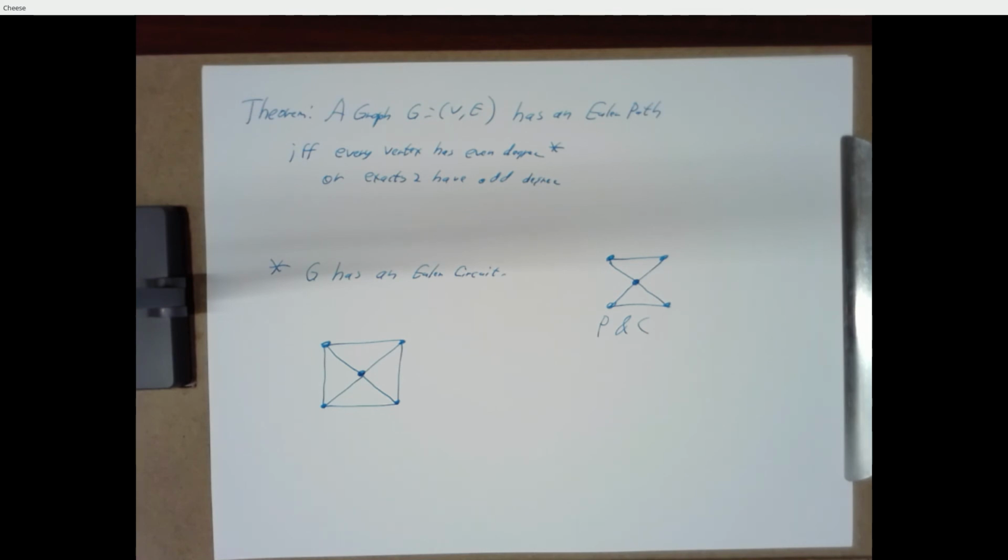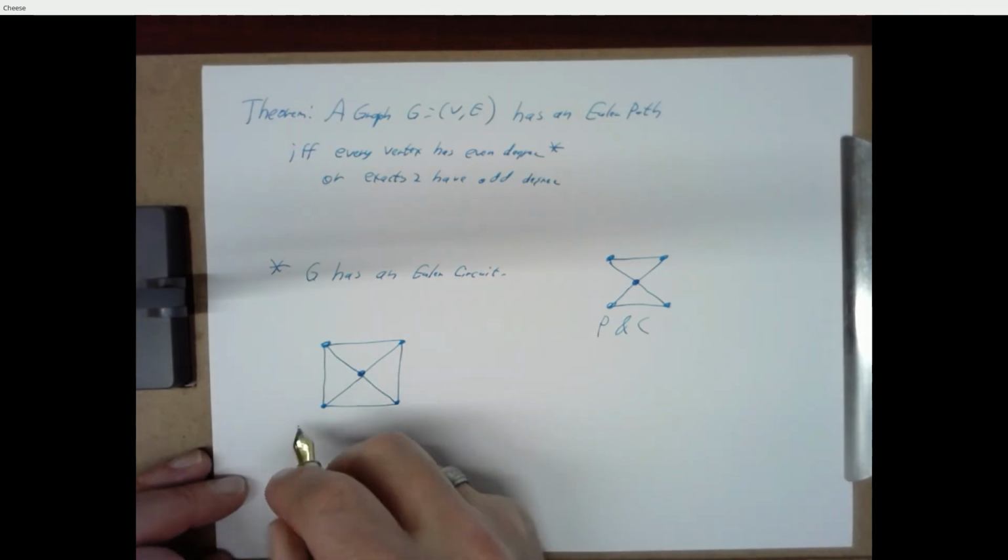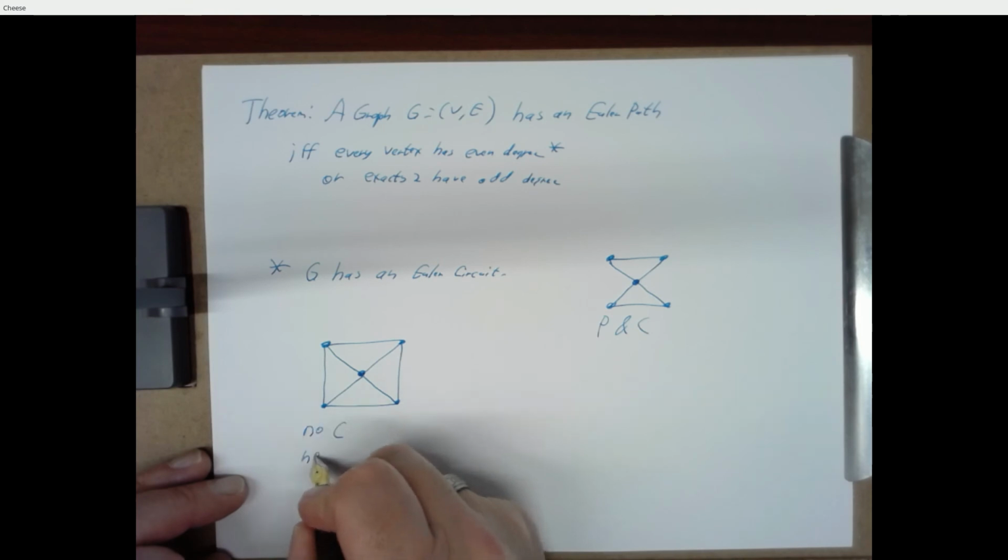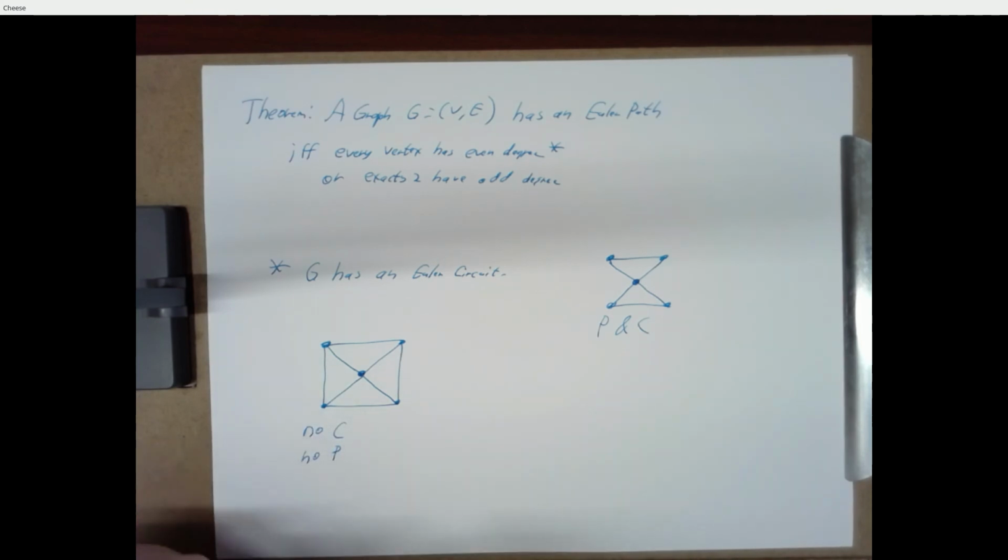All right, so this graph down here, we've got 1, 2, 3, 4 vertices with odd degree, so this has no Euler path and it has no Euler circuit. And our house drawing has a path, but no circuit.